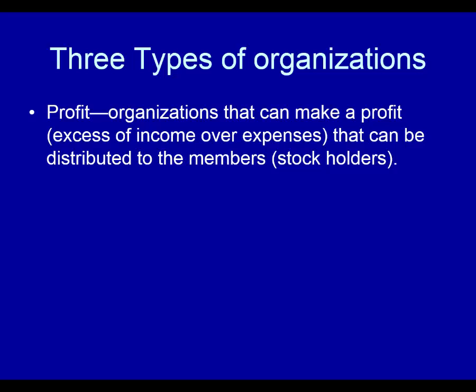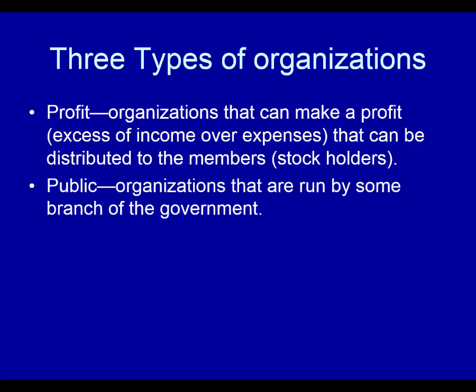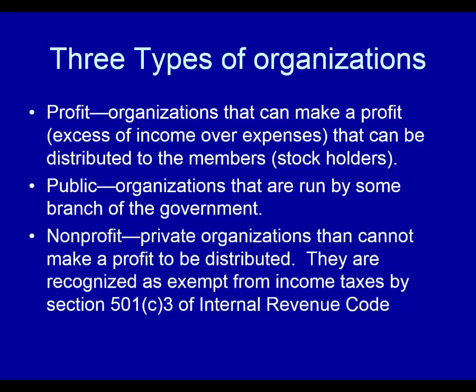First of all, there is the profit organization. That is an organization that can make a profit, which means excess of income over expenses. That can be distributed to the members, in this case, stockholders, and so forth. That's a profit organization. There's some human services delivered by profit organizations. Public is an organization that is run by some branch of the government. You may be familiar with county public welfare departments, sometimes called departments of social services, and so forth. And of course, there's the state government, there's county government, and there is federal government.